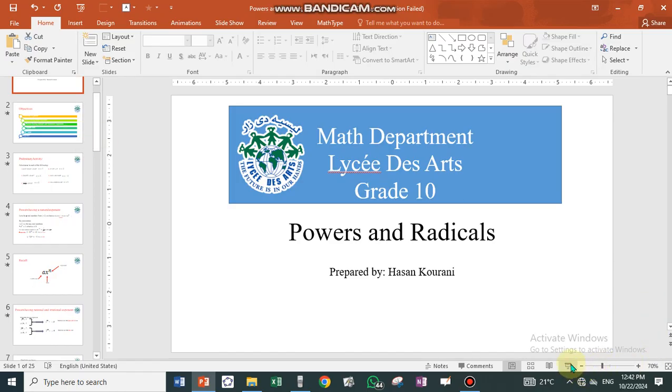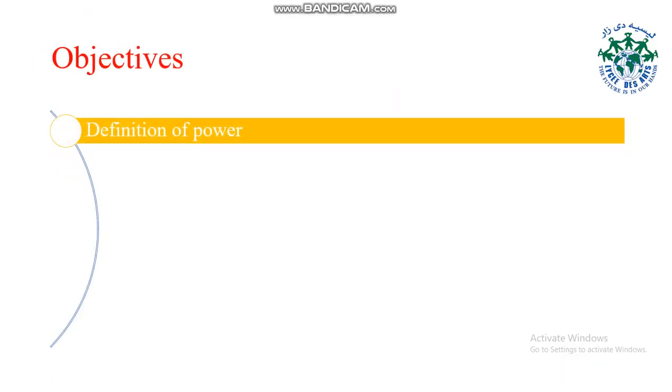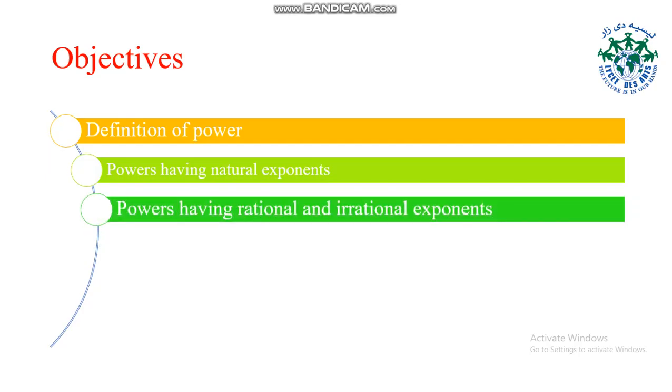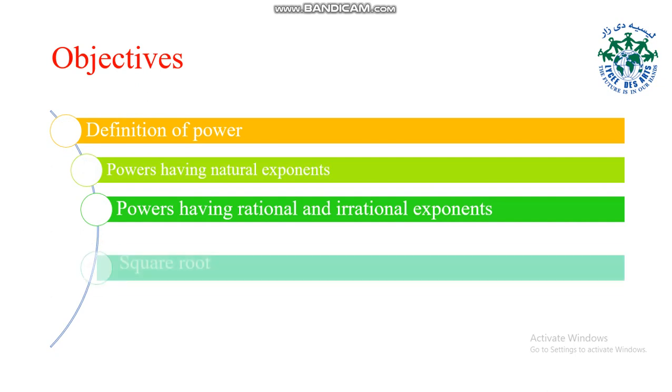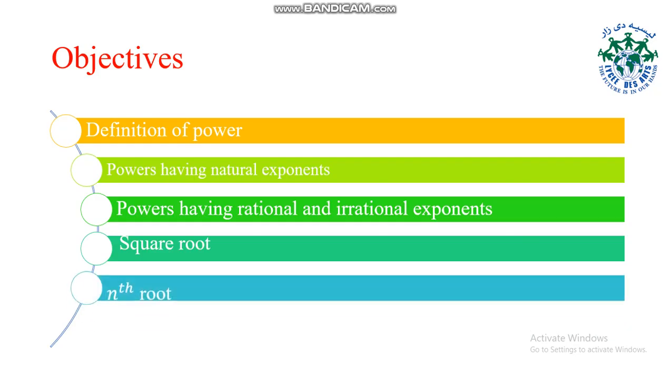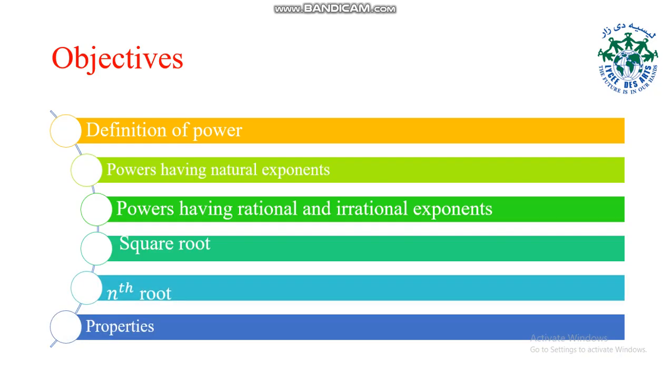The objectives of our chapter are: definition of power, powers having natural exponents, powers having rational and irrational exponents, which is a new idea about powers. Then after that we shift to the square root, which is the ordinary radical, then the generalized case, which is the nth root, and we will see the properties of the powers.